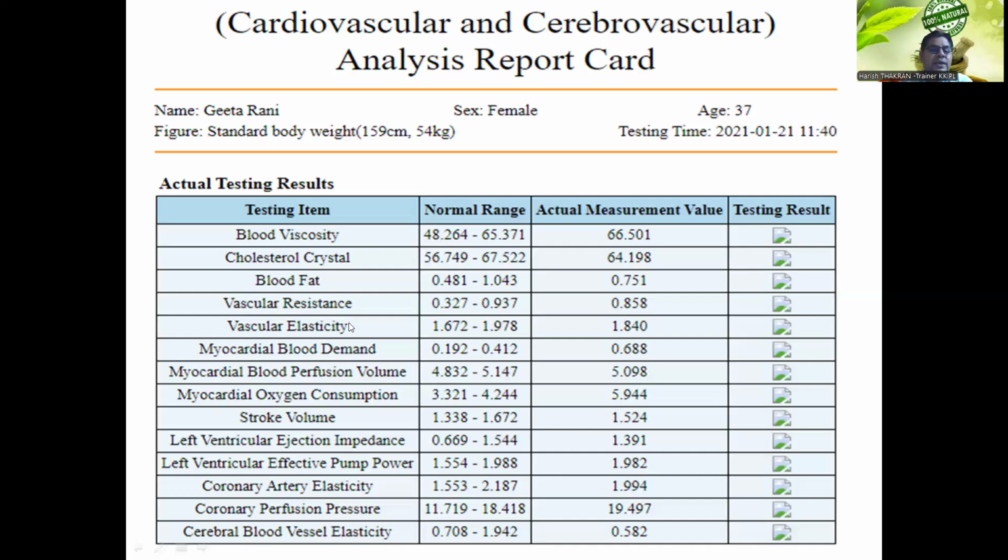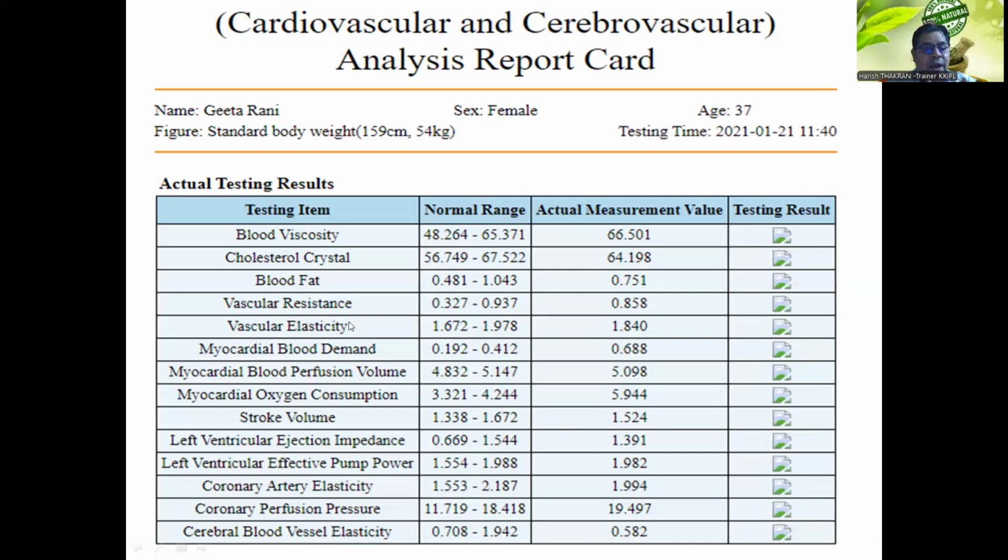The next report card is myocardial blood demand. If we talk about myocardial blood demand, what is it? It is the minimum amount of blood our heart requires for its optimum functioning. The minimum amount of blood which our heart requires for optimum function is known as myocardial blood demand. And if it is on the normal side, that means our heart is working in a normal way. If it is on the lower side, that means our heart is working much better.